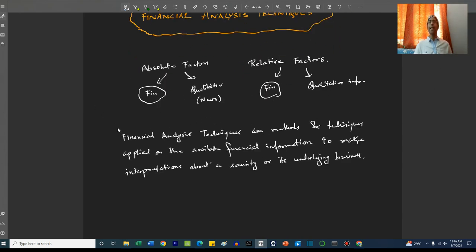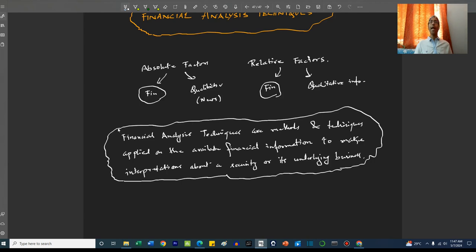Financial analysis techniques are methods and techniques applied on the available financial information of a business to make interpretations about the security representing it or its underlying business. And the financial information obviously pertains to the underlying business only. It's the financial statements, basically the cash flow, the balance sheet, the profit and loss, etc.